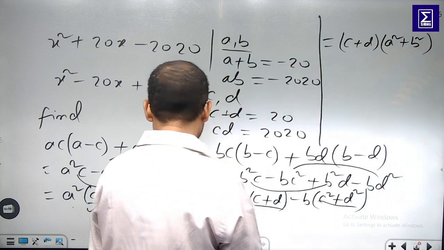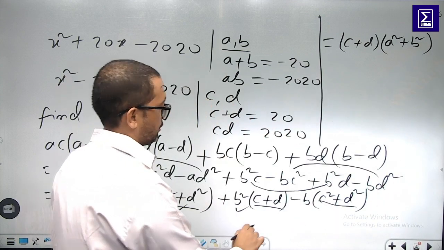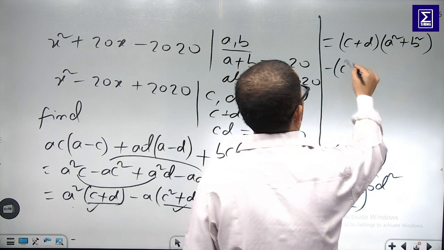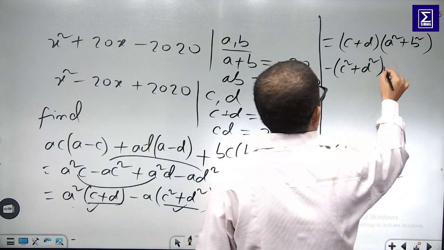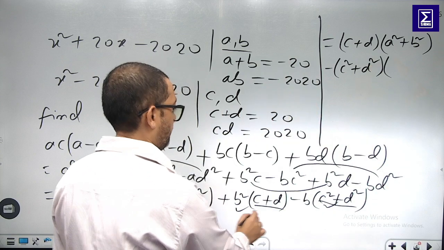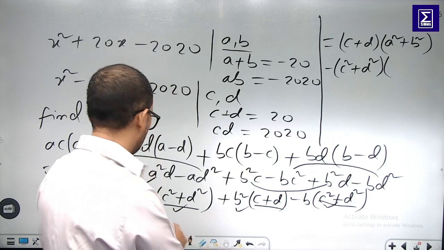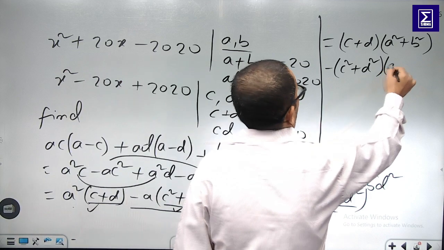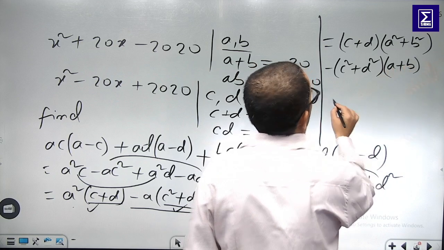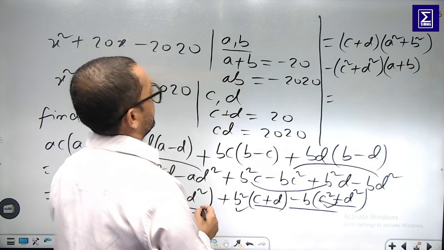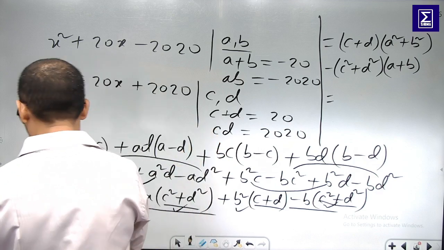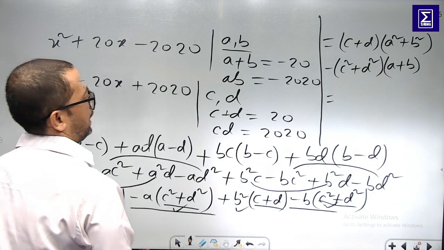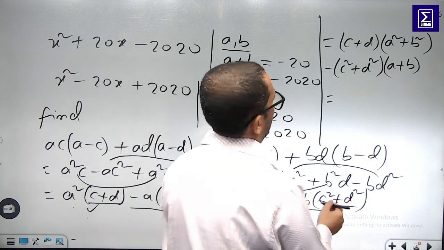And if you take c square plus d square common, then you have to take it common with a minus. So minus c square plus d square. And within the bracket you will have a plus b, because minus is already taken common. So in this case and in this case, it will be a plus b. And now see the values. We are already given the values of a plus b and c plus d.